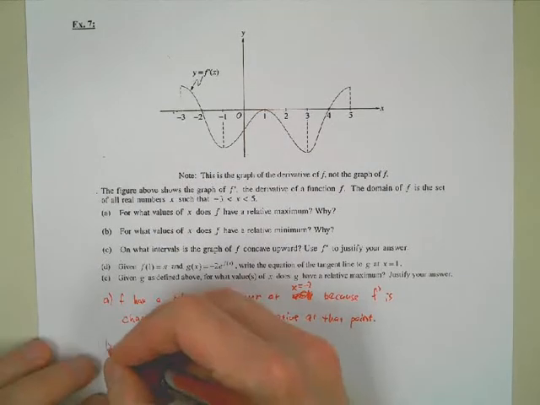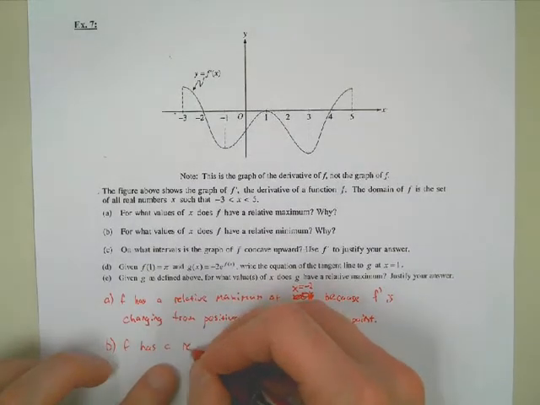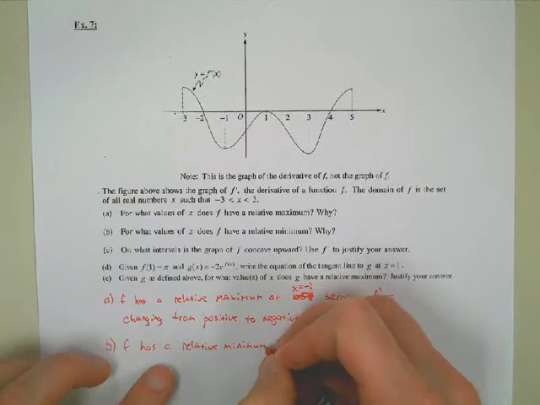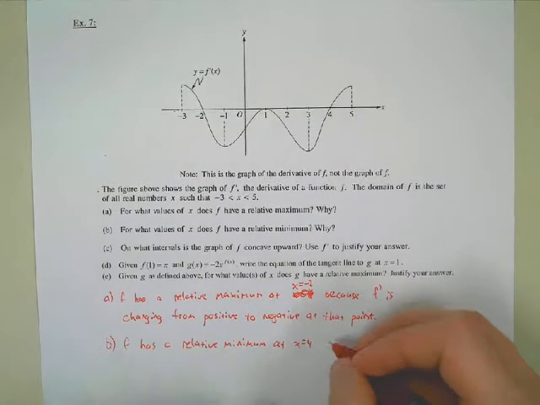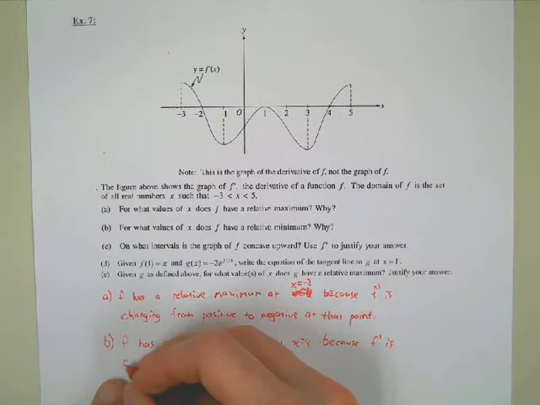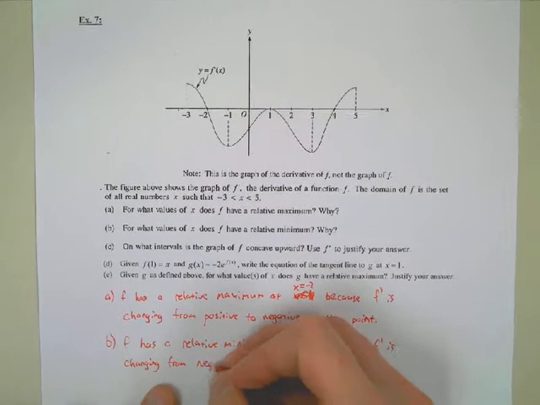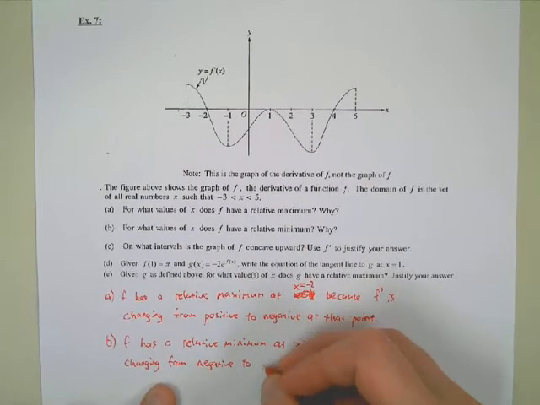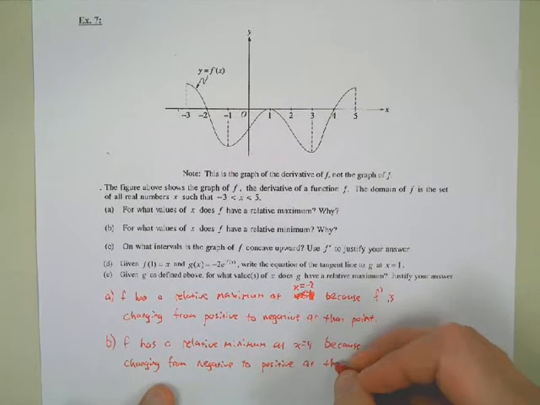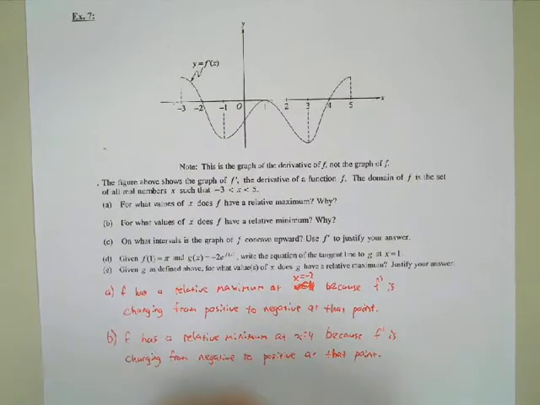X equals 4. F has a relative minimum because f prime changes from negative to positive at that point. Perfect. Is that the only relative minimum that we have here, Ryan? Yes. That is correct. Great. Okay.